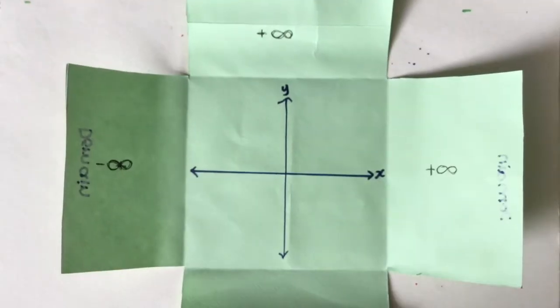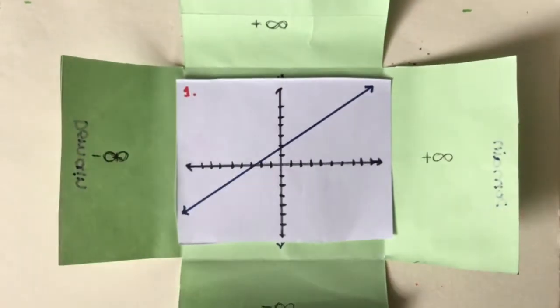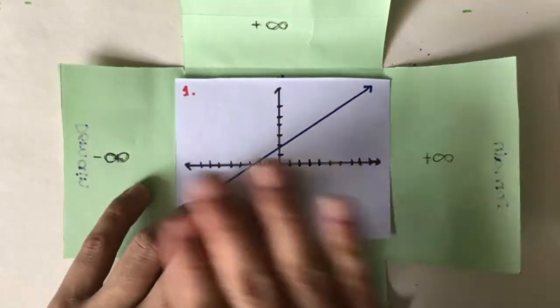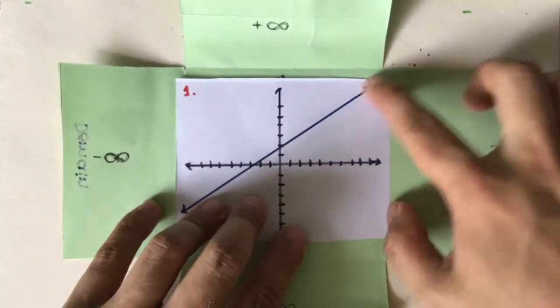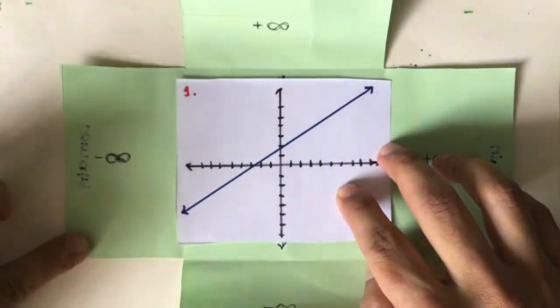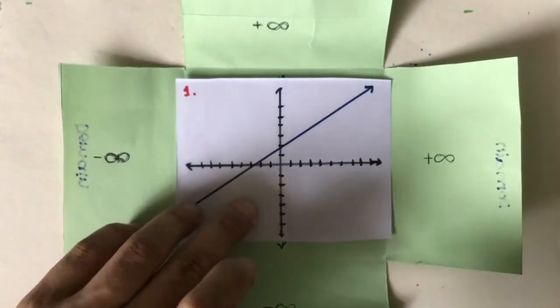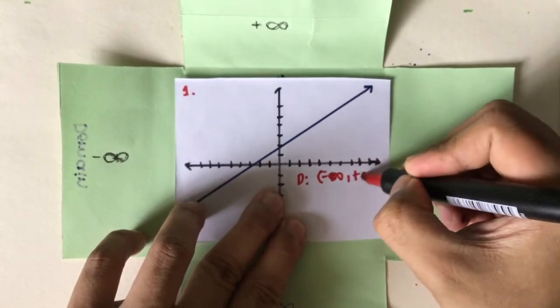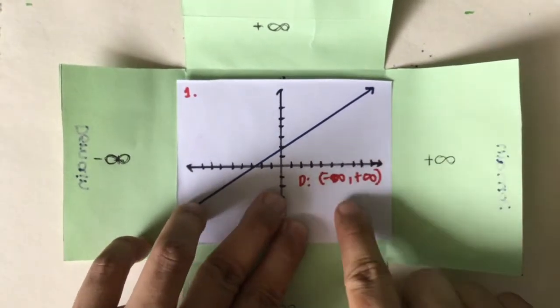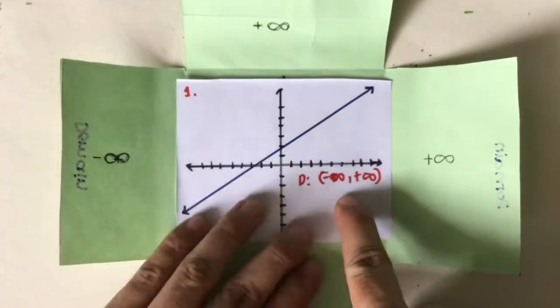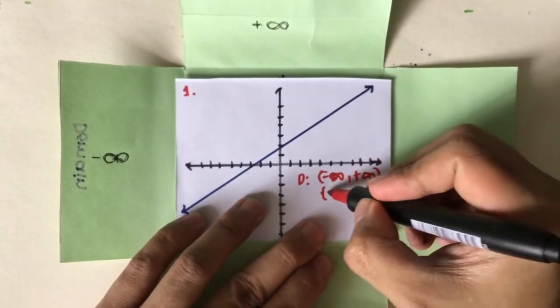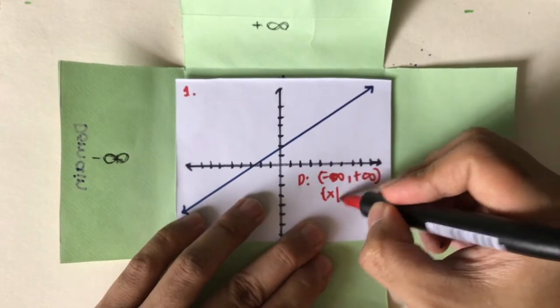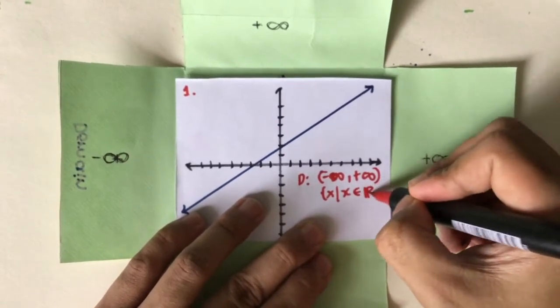Okay, let's start with the first graph. The first graph is a linear function. In a linear function, it goes to infinity, so we open this one because it goes to infinity. This one goes to infinity, so we open that one. So your domain for this one is from negative infinity to positive infinity. By the way, this is what we call interval form. In set notation form, we can write that as x, such that x is an element of real numbers.